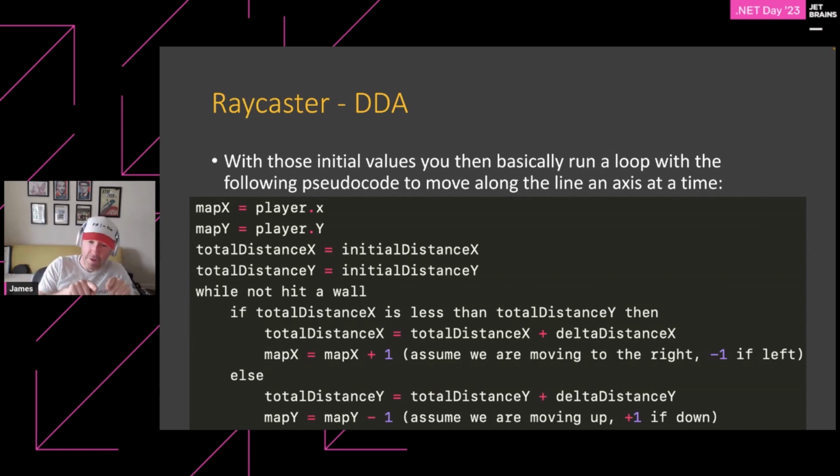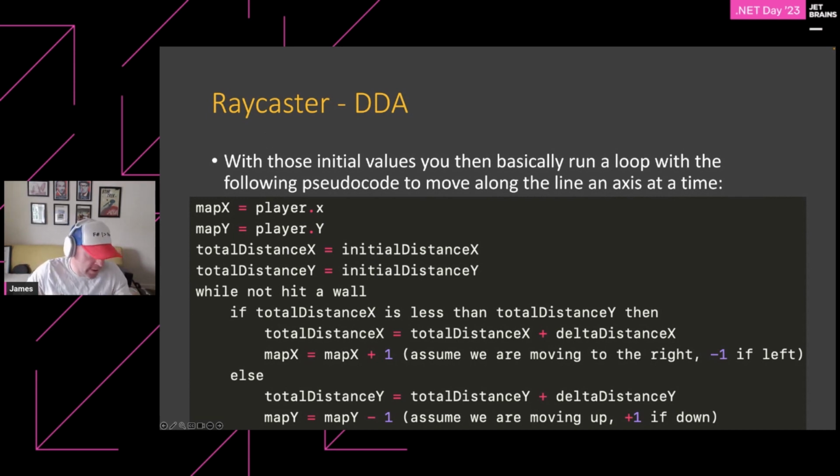Then you start tracking the total distance that you've traveled in X and Y. Essentially, you walk along one axis until you've traveled further than you have in the other axis, and then you swap it around and start walking along the other axis. Each time you swap, you've moved along an entire element in the grid on that axis. You can see that in the pseudocode here, I hope. There's our initial distance to the X and Y.